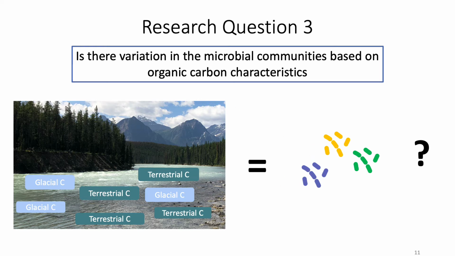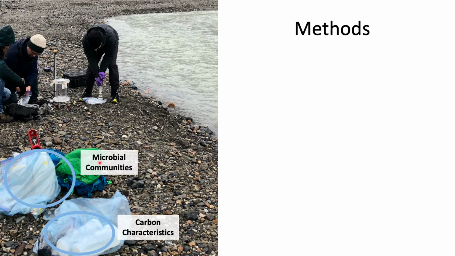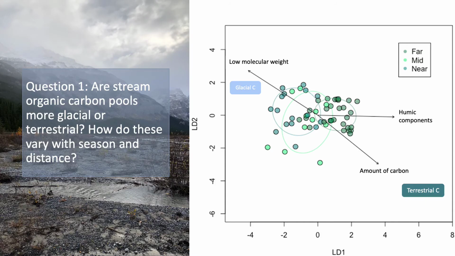In order to achieve my research questions, I collected water samples in 4 glacially fed streams in Banff and Jasper National Parks to characterize them for microbial communities and carbon characteristics. This was done from May to October in 2019 and along a distance gradient from 0 to 100 kilometers away from glaciers. In order to answer my first research question, I conducted a linear discriminant analysis on organic carbon parameters.